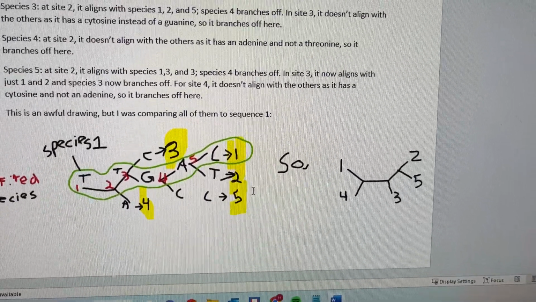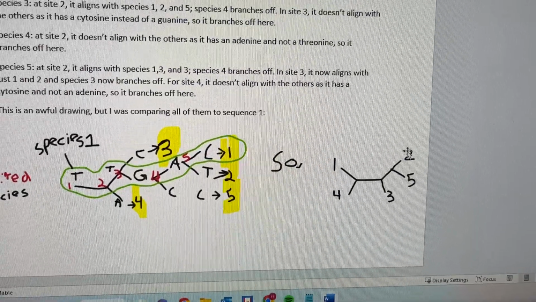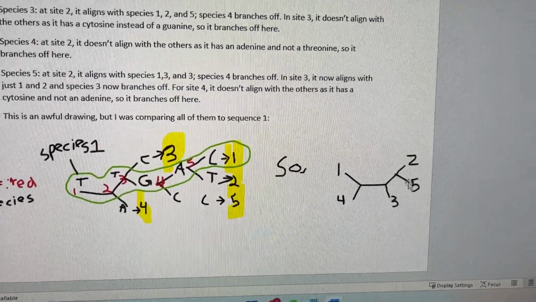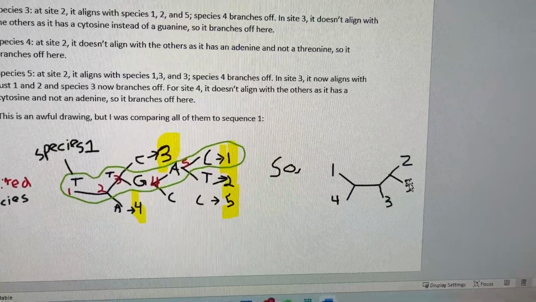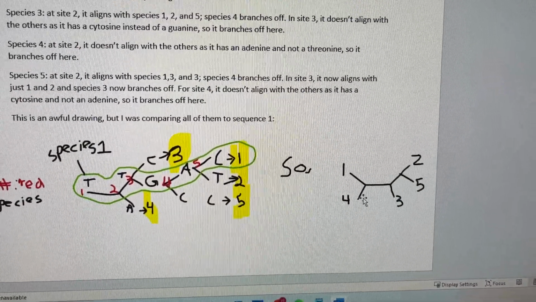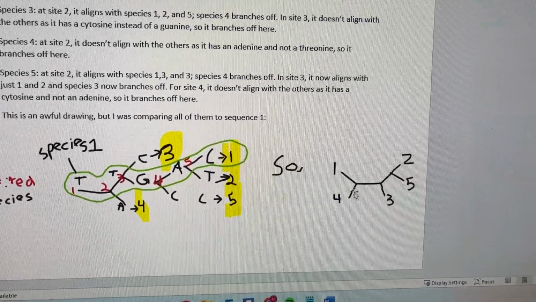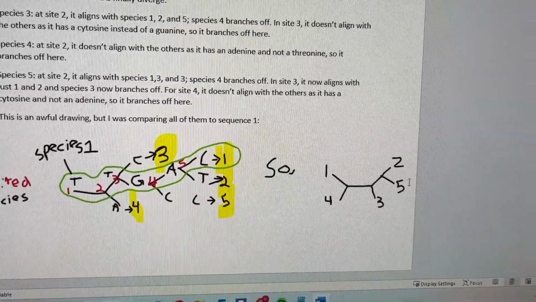So, that's why it ends up on this end, because 2 and 5 are the two most similar sequences to 1. 3 and 4 branched out early. They're not as similar as 2 and 5 are. I hope this helps.